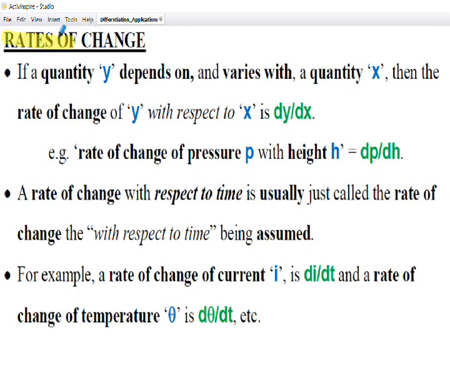Considering here application of rates of change, if quantity y depends on quantity x, we often write the rate of change of y with respect to x as dy by dx. We're talking about pressure. The rate of change of pressure, P, with height h, can be written as dp by dh. Usually the rate of change is with respect to time unless otherwise stated. We can also have, in terms of electrical work, rate of change of current with respect to time, so di by dt. We could have rate of change of temperature with respect to time, d theta by dt. So various examples of notation we might be using.